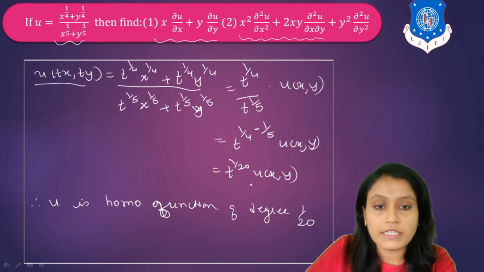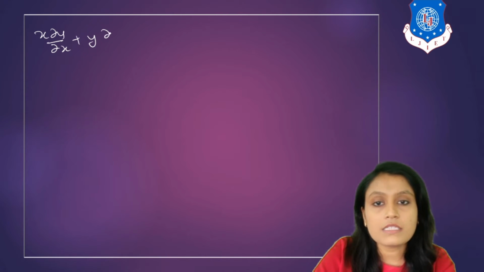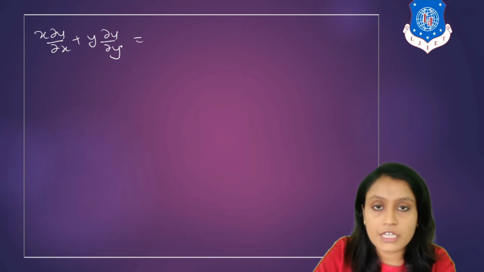1 upon 20. Okay, here n is 1 upon 20. So degree is 1 upon 20. Right? Now, next what we have to do, we have to find this x del u by del x plus y del u by del y. Okay, and this u is a homogeneous function, so we will apply Euler's theorem.